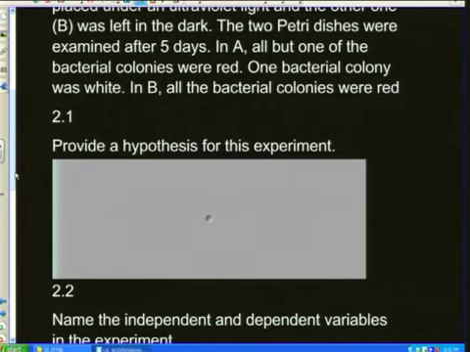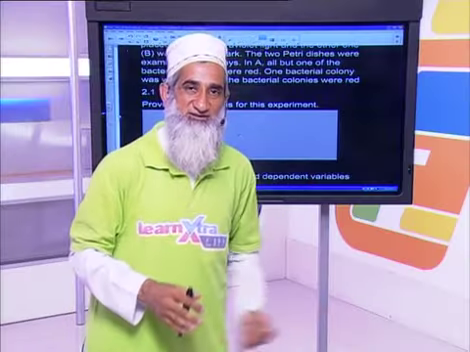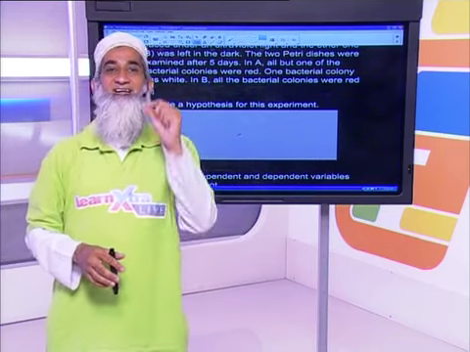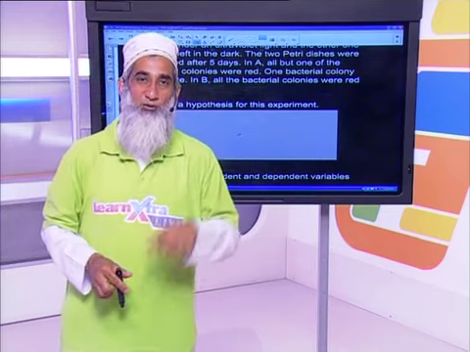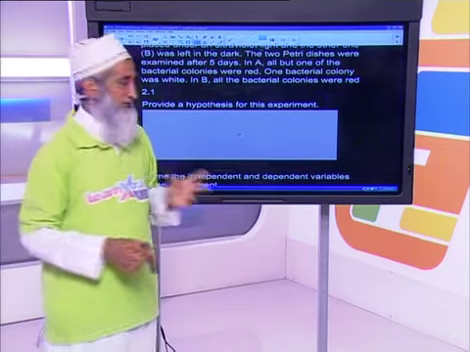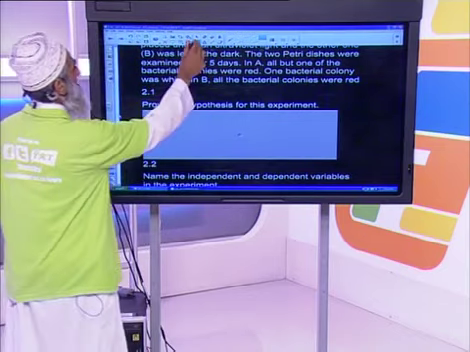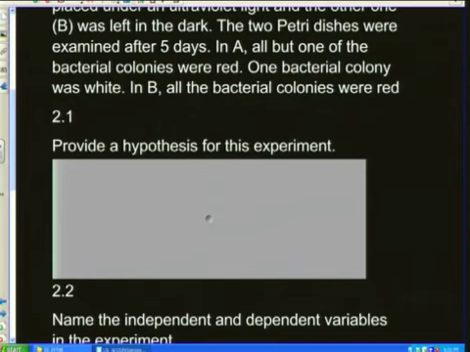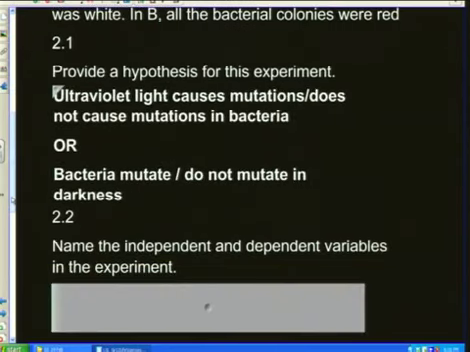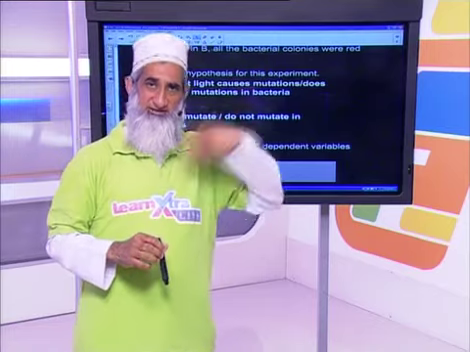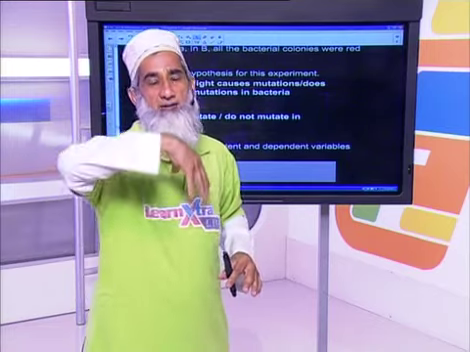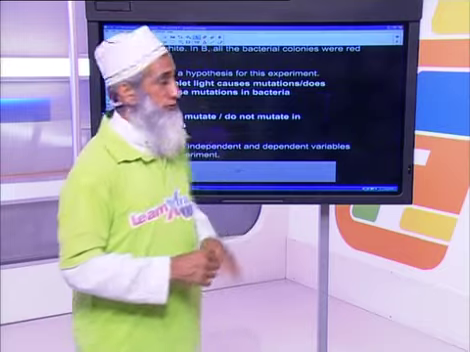Now remember, although bacteria are not part of the syllabus in this particular section, knowing how to make a hypothesis is. And once you learn the skill of a hypothesis, you'll be able to do that. So provide a hypothesis for this experiment. And that would be, number 1, either ultraviolet light causes mutation or does not cause mutations in bacteria. You don't write both, obviously, in your answer. You're going to write one, because this is a hypothesis. You could have hypothesized that it does, or that it does not. You'll have one of those two.